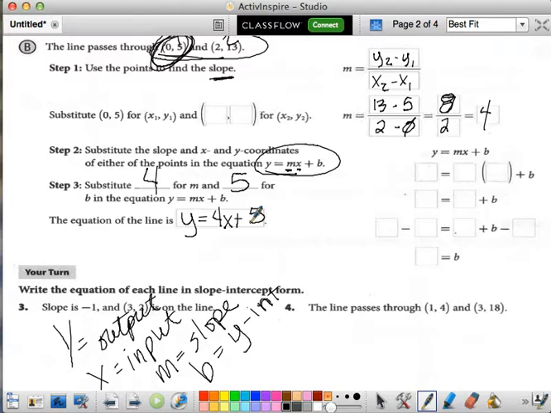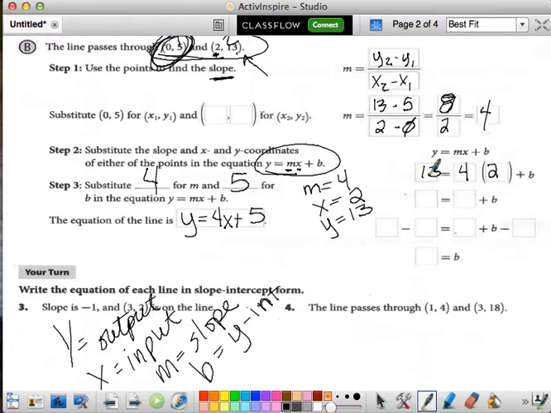So now, say that I wasn't given the 0, 5. Let's say I was given something else, and I had to use the point 2, 13. I have to remember that I can plug in all of my variables. So in this case, I would know that my m is 4 because I found it. So 4 would go here. And then I know that my x would be 2 because it tells me. So 2 would go here. And then I know that my y would be 13 because it tells me.